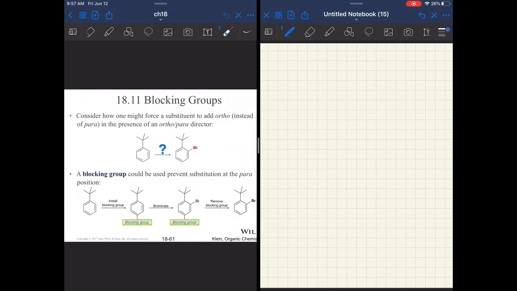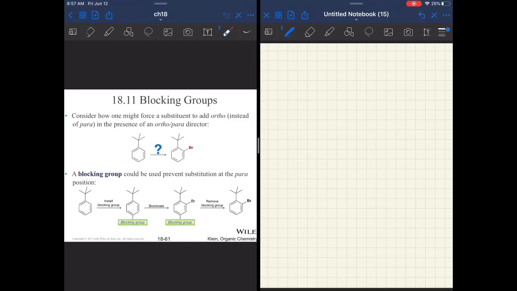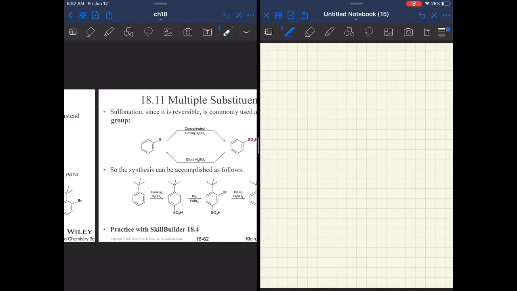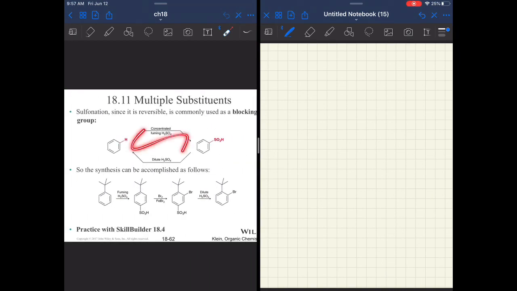Now, I want to only stop on this for a moment. I am not going to ask you about blocking groups in this chapter. We will talk about protections later, but this is going to show you how you could force an ortho position using a sulfonyl group. You can skip this.